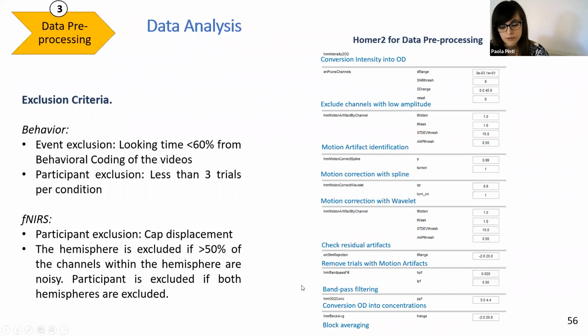We then bandpass filtered the data to remove higher frequency noise and very low trends in the data, converted into concentration changes of oxy and deoxy, and then applied the block averaging method. So we averaged our oxy and deoxy signals across our experimental condition blocks.